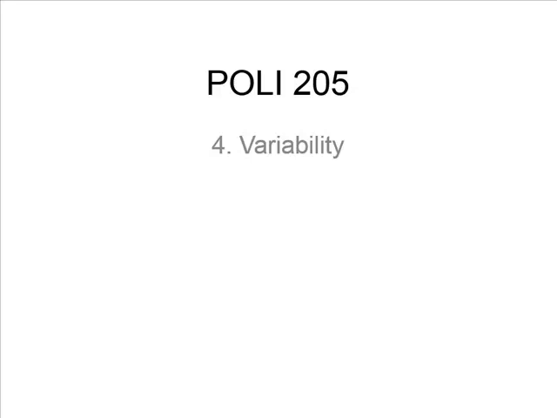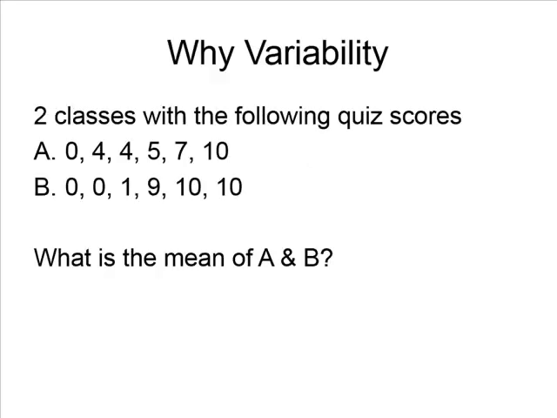Chapter 4 is about variability. With variability, what we're going to look at is understanding our data not based on a measure of central tendency. So the most common measure of central tendency is the mean. Let's take a look at these two sets of quiz scores.